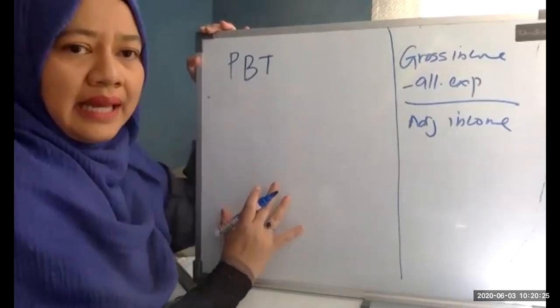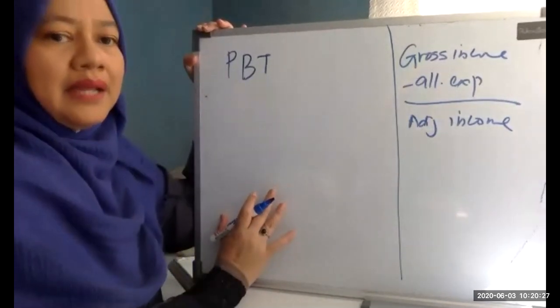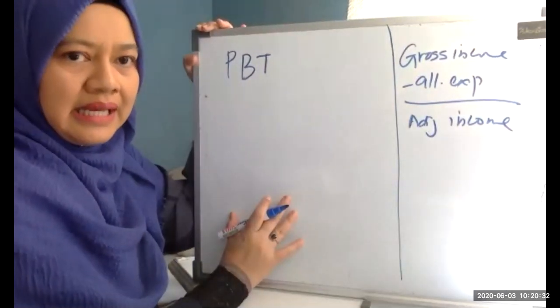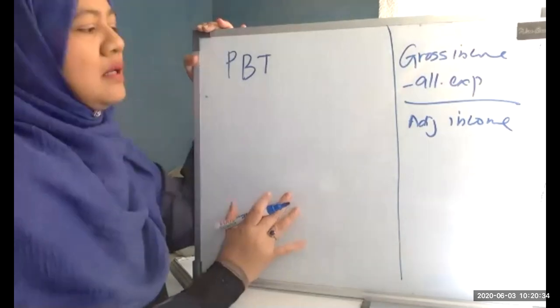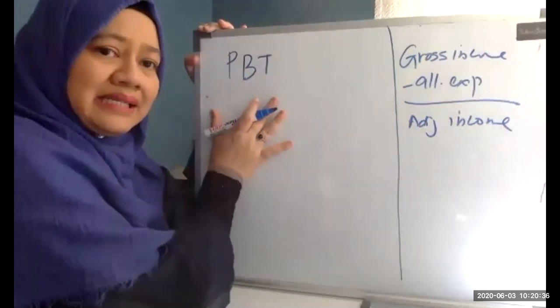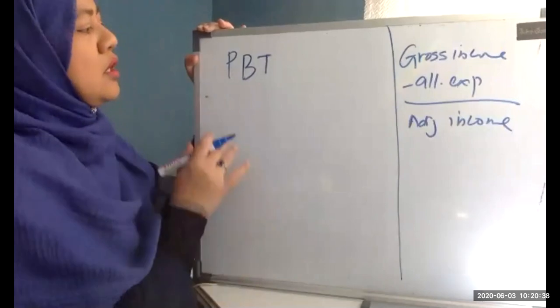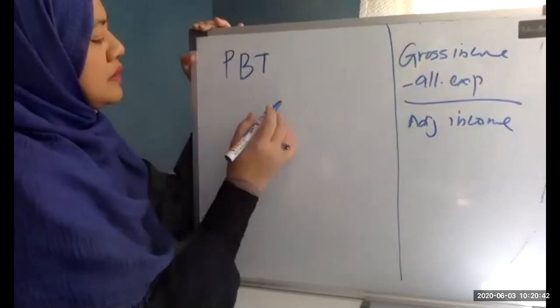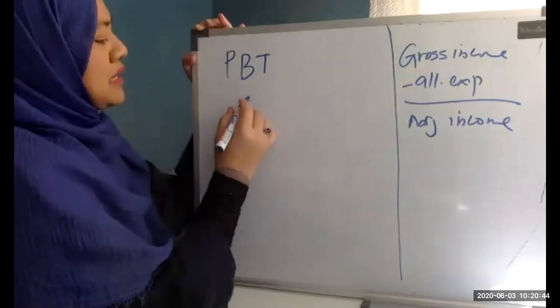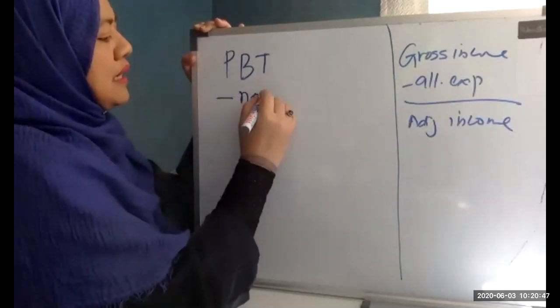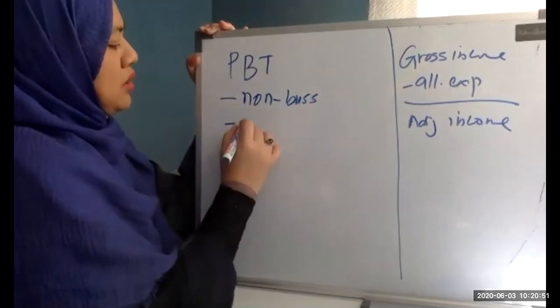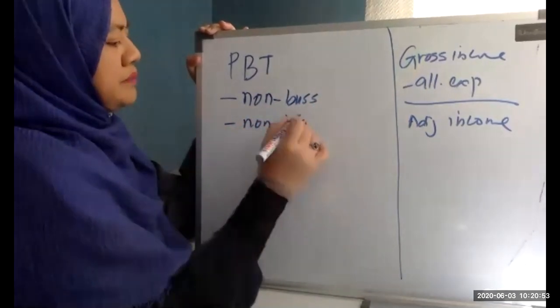And even in the examination, whether an exam in IRUM or your professional exam, whether it's ACCA or CPA or MIPA, you're going to apply this format. So what you do is PBT, then talking about income, you have to do adjustment for non-business income. You have to take it out, and then the non-taxable income.